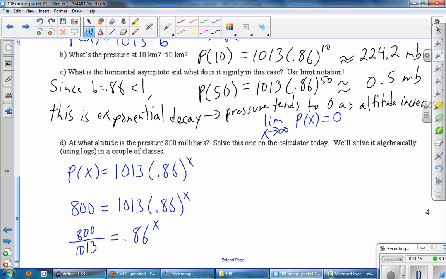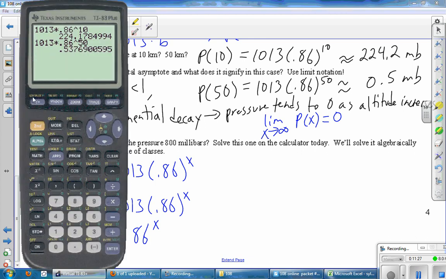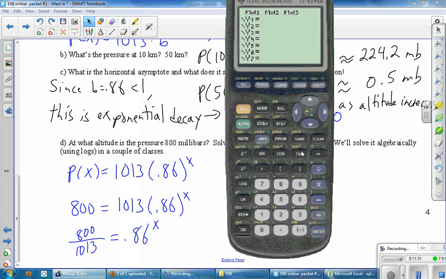But for right now, I think all we can do is graph both sides of this equation and intersect. So we'll go into y equals. I'm going to type in 800 divided by 1,013. And then in the other one, it's 0.86 raised to the x. And instead of doing zoom 6, I mean, you can do zoom 6, but it's just a bad idea.